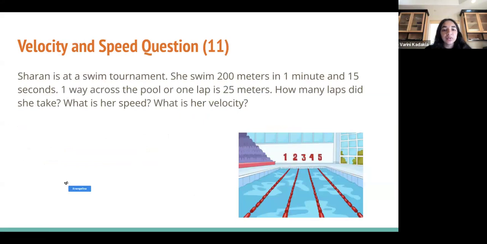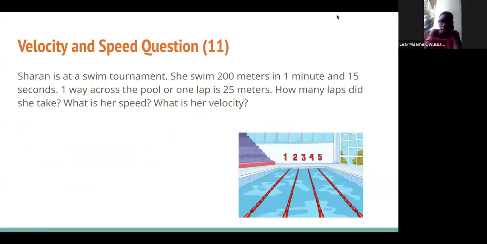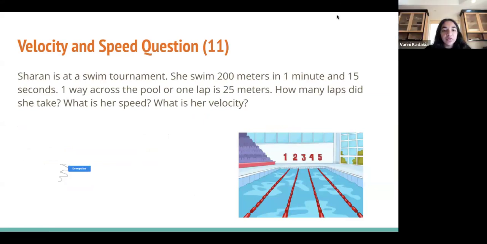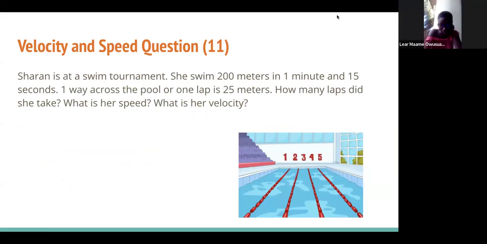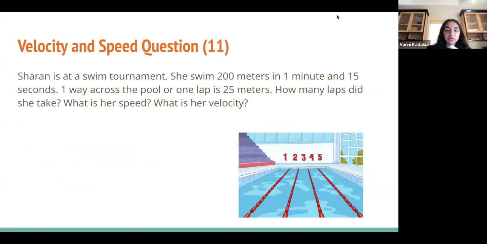Sharon is at a swim tournament. She swims 200 meters in 1 minute and 15 seconds. One way across the pool, or one lap, is 25 meters. How many laps did she take? What's her speed and what's her velocity? So we'll go over this question together.